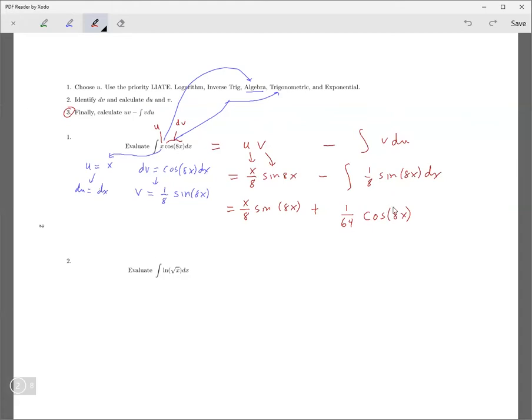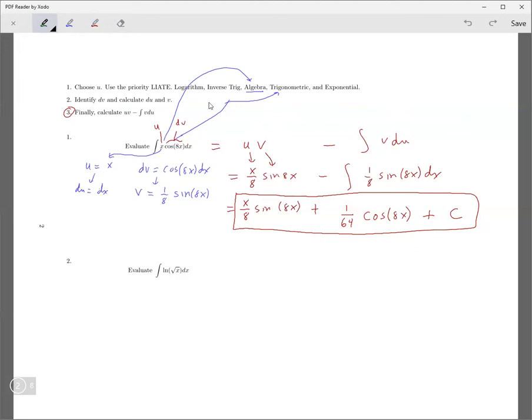Okay, so when you take the derivative here, you'll have an 8 coming out. The 8 will reduce that to a 1/8. And then we put a constant on the end, and that is going to be the answer right there. Okay, so that is a typical integration by parts problem. Let's do some more examples.